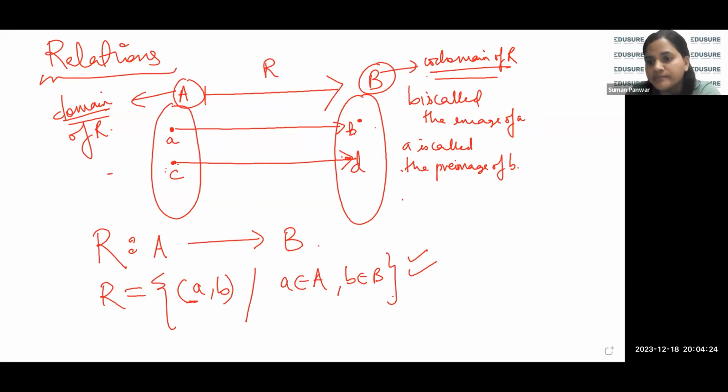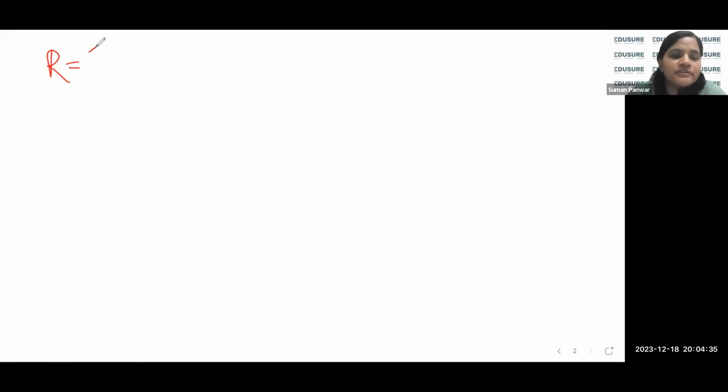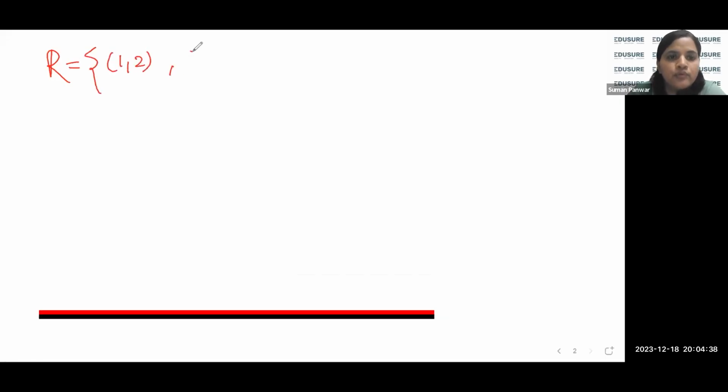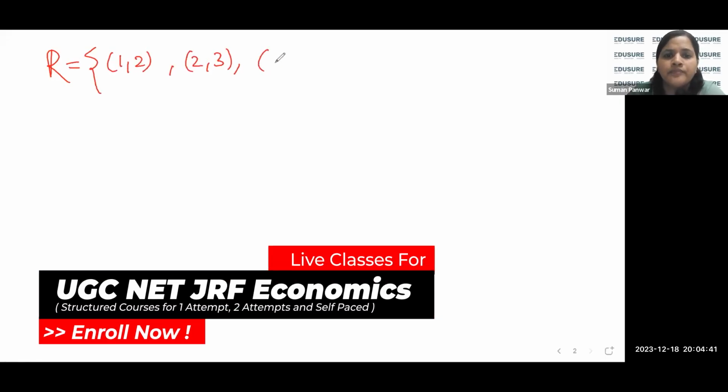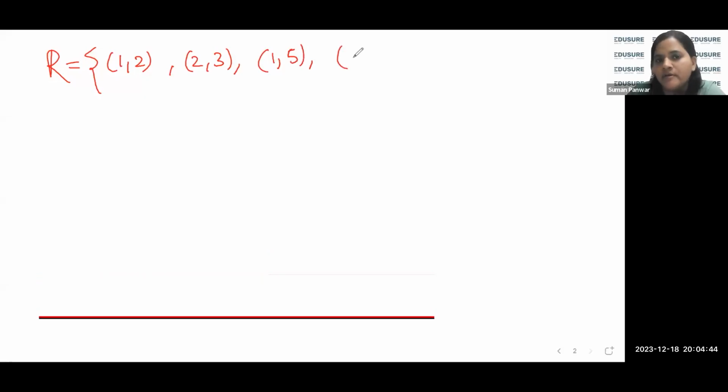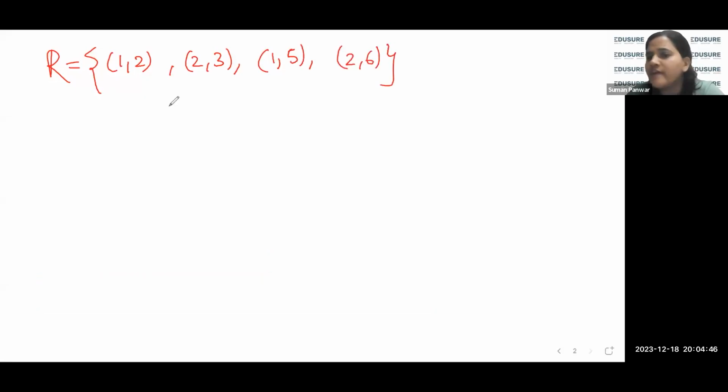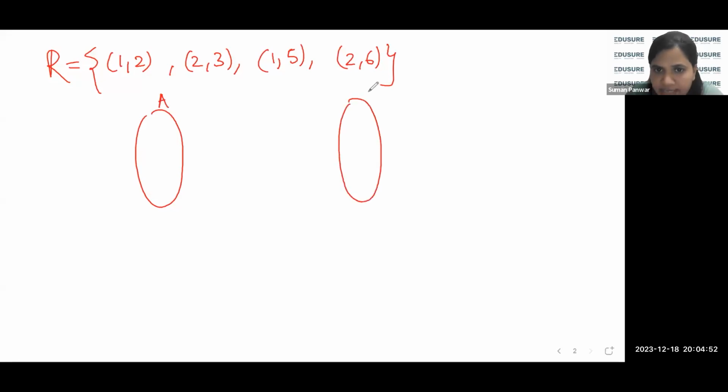How are we going to write? Suppose I have this relation: (1, 2), (2, 3), (1, 5), (2, 6). Now this is my set A, this is my set B. My relationship is from A to B. The first set contains 1 and 2. The second contains 2, 3, 5, 6.